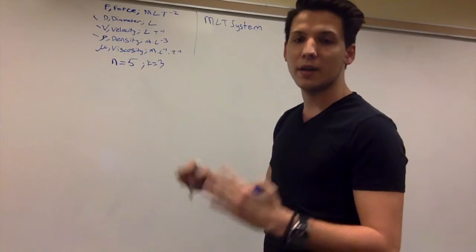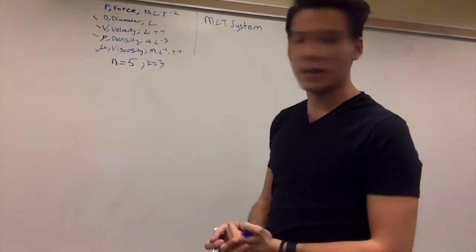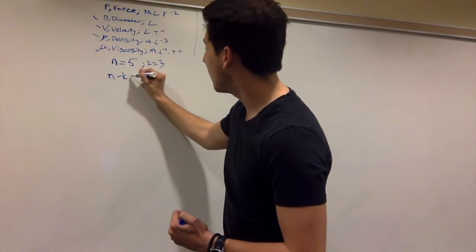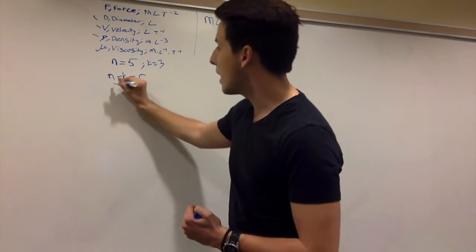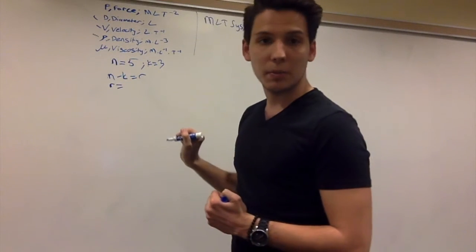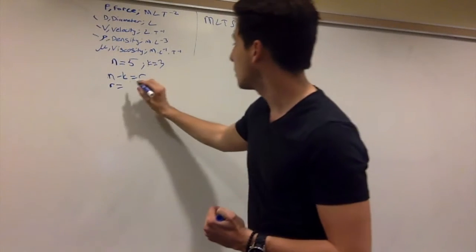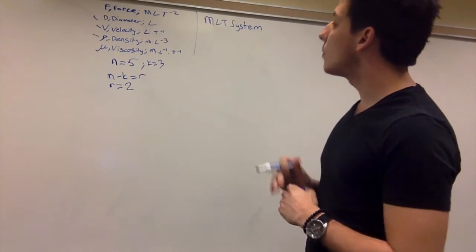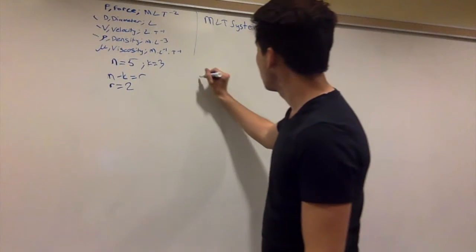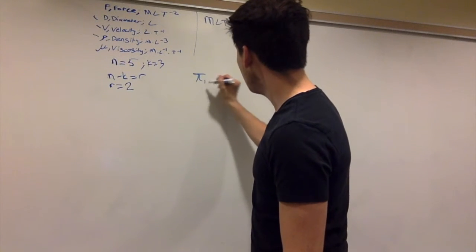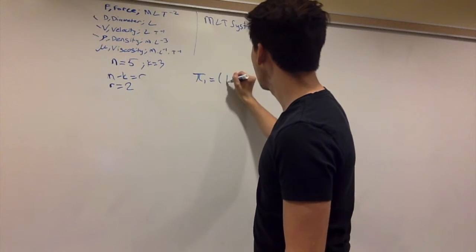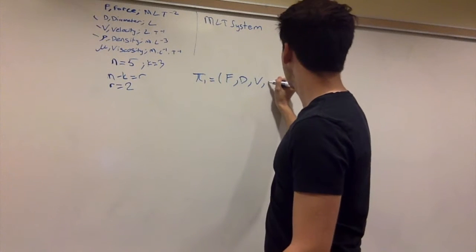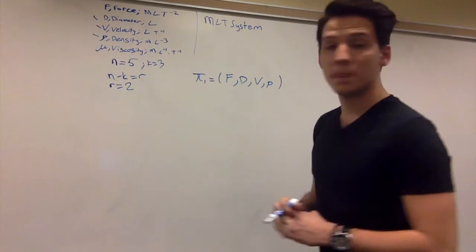So how do we find the non-repeating variables? It's basically n minus k equals r. And r gives us the number of non-repeating variables, which is 2 in this instance. So we can start. Pi 1 equals f, d, v, and rho.